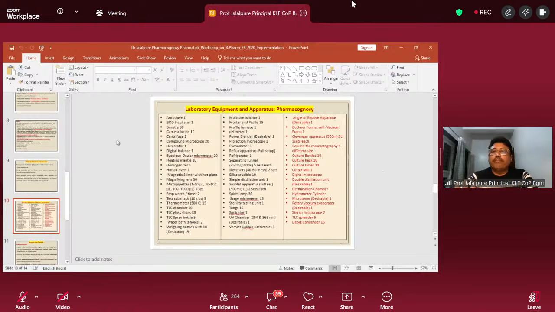So these all must be there in the different departments, but particularly for the pharmacognosy subject. So these must be there in the laboratory, in the institute. These have been mentioned in the syllabus.